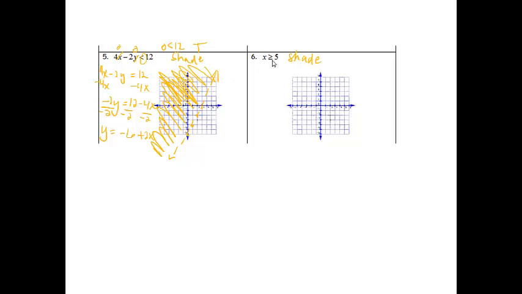Okay, number 6, x is greater than or equal to 5. The x-axis is horizontal, so x equals is going to go vertical at x equals 5. And there is an equal sign, so we get to make it a solid line. And then if I test 0, 0, there's really only one place to plug 0 in. I get 0 is greater than or equal to 5. That is false. 0 is not bigger than 5. So we're not going to shade the side that has 0, 0. We're going to shade the other side.